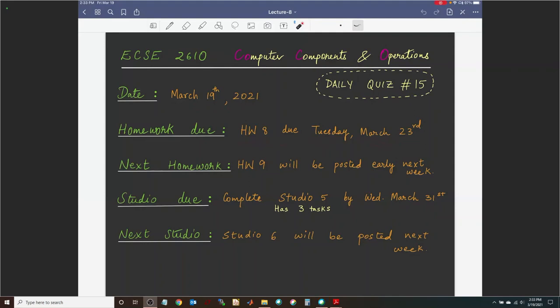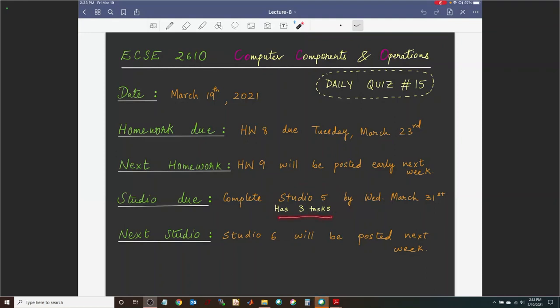Homework 9, I will be posting early next week. It is going to be mainly about latches. So you will have another week to work on homework 9. Studio 5 has been posted and you guys have been working on it. It is due March 31st, so you still have a long way to go with the due date for this.